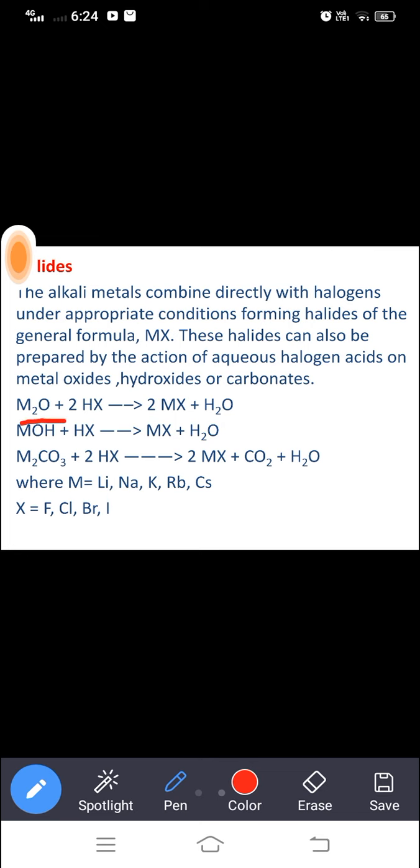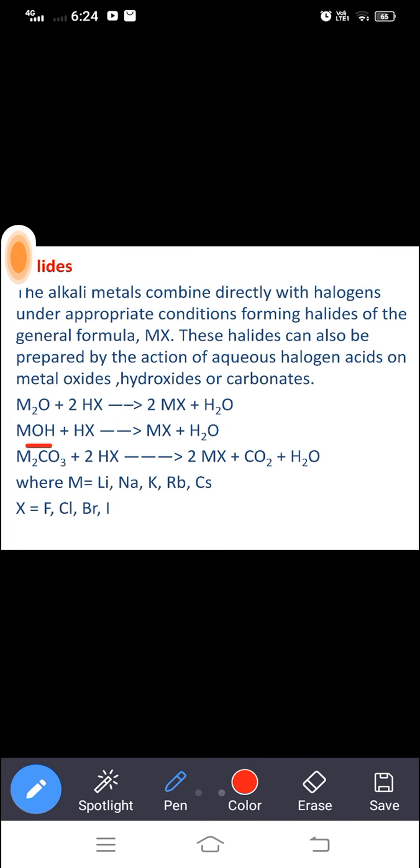So when a metallic oxide reacts with the halogen acid, that means hydrochloric acid, you can remember it like this: the removal of a water molecule takes place, and the formation of the metallic halide appears.